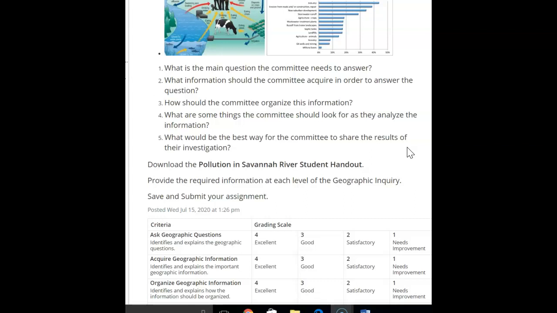And then finally, what's the best way for the committee to share the results of this investigation? So now that they've done all the research, how should they show their findings and their conclusions?